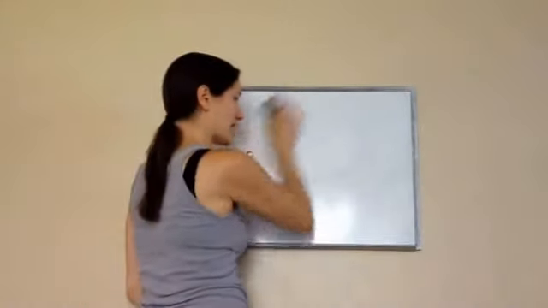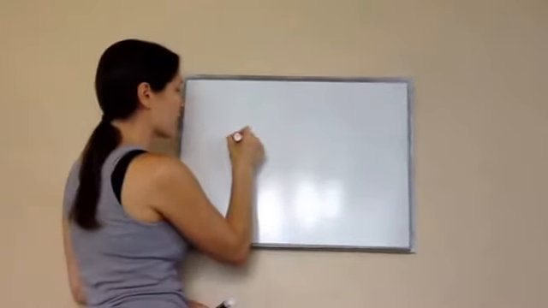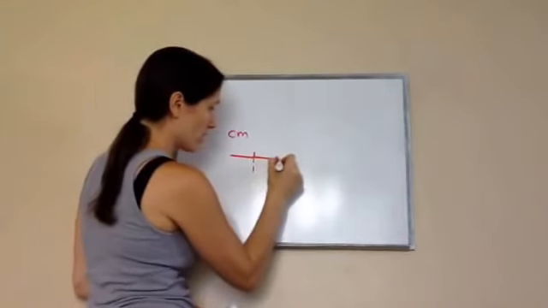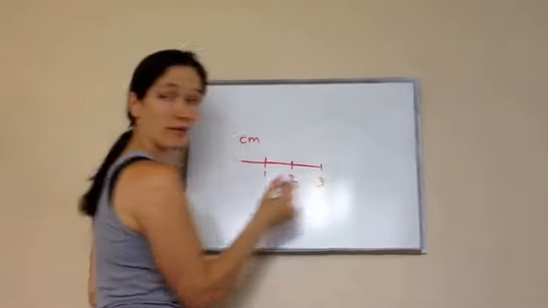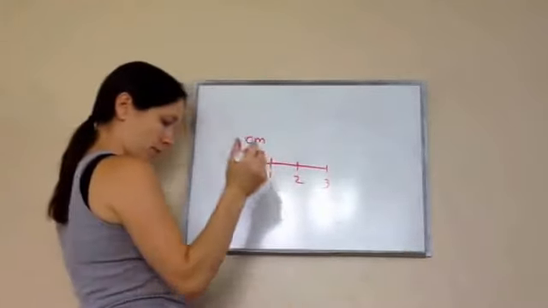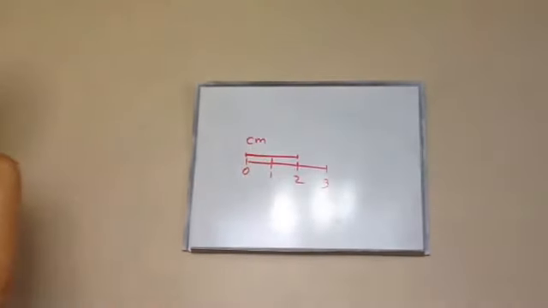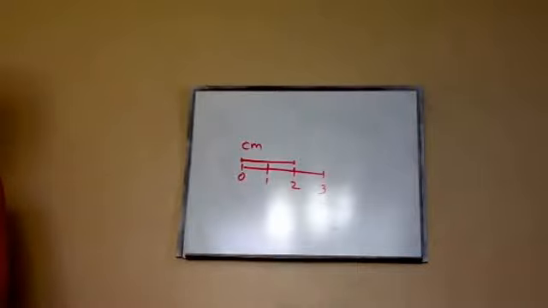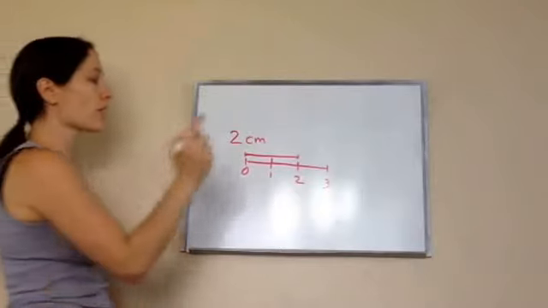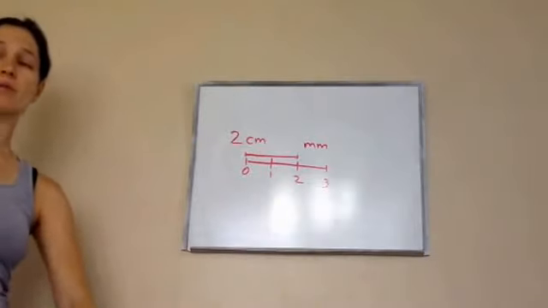Now, last thing we're going to learn. Okay? We're going to go back to centimeters. Okay, now I'm going to magnify it to help us out. 1, 2, 3. You see that? Okay, and we're going to put a 0. Okay? Now, how long is this segment? 2 centimeters. 2 centimeters. It is. 2 centimeters. But if I ask you how many millimeters is that, what would you tell me?